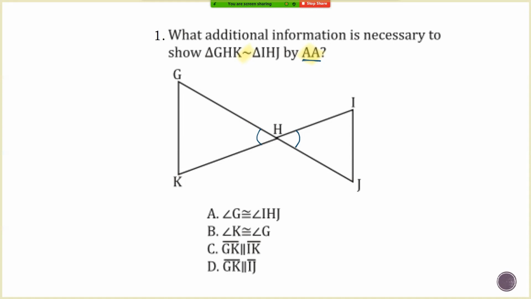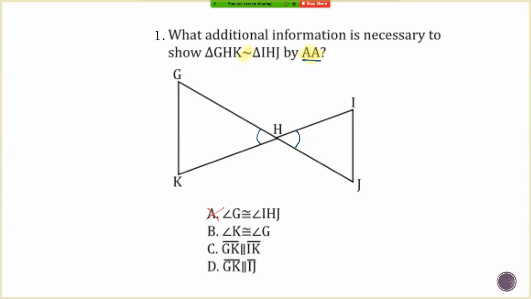Looking at the question, let's see, letter A, angle G. Letter A says the angle G, this angle here, is congruent to angle IHJ. If I follow from I to H to J, it's talking about this angle in here. If I prove those two angles congruent, will it do me any good? No, because H, the one in the center, is already congruent to the other one it's vertical to. So we know it's not A.